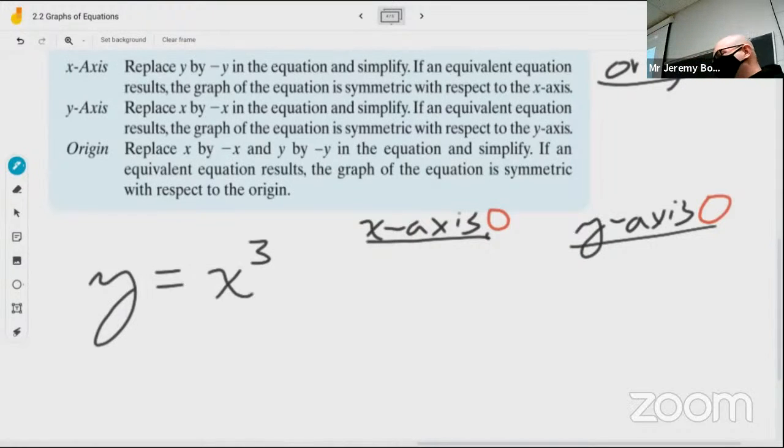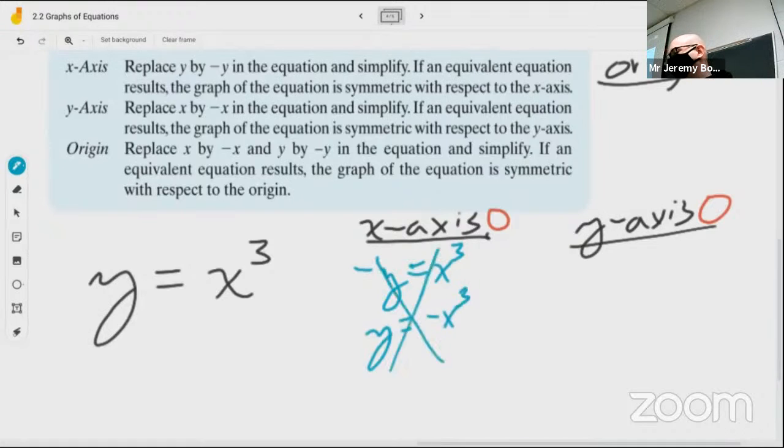All right, so we're going to do the x-axis, so we're going to replace what? The y with negative y, good. So we have negative y is equal to x to the third. Is there anything I can do with that? No, I mean, I can multiply both sides by negative 1 if I wanted to, and I end up with y is equal to negative x to the third, but that doesn't get me anywhere, right? So no, it's not symmetric with respect to x. And I really shouldn't put big crosses over my work.